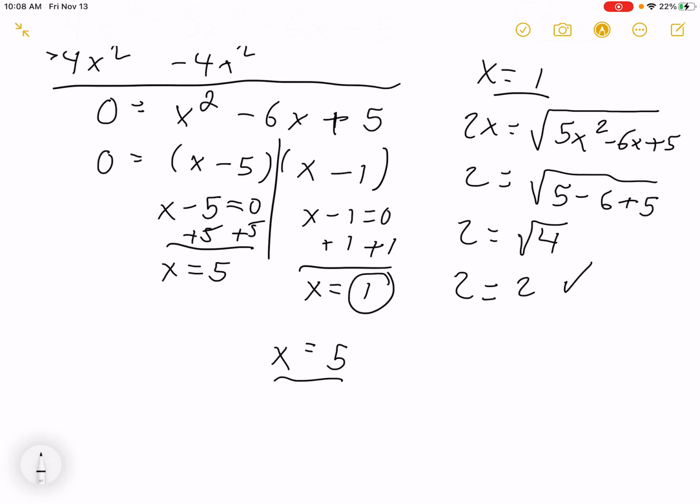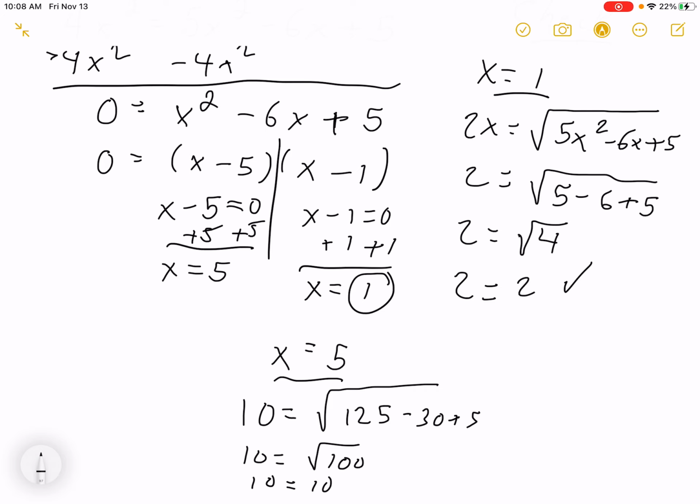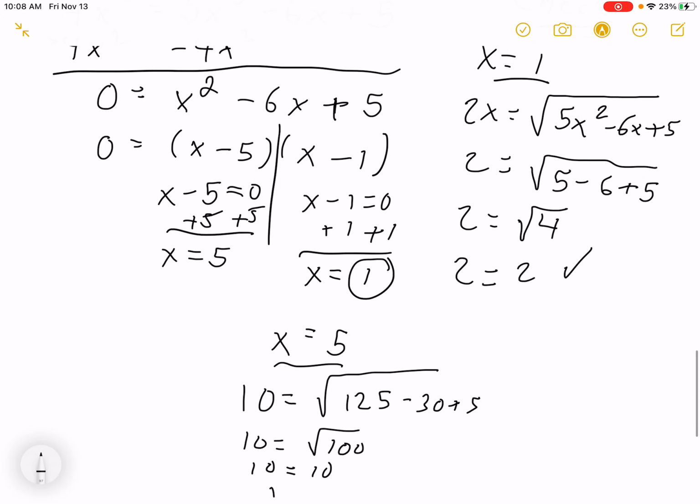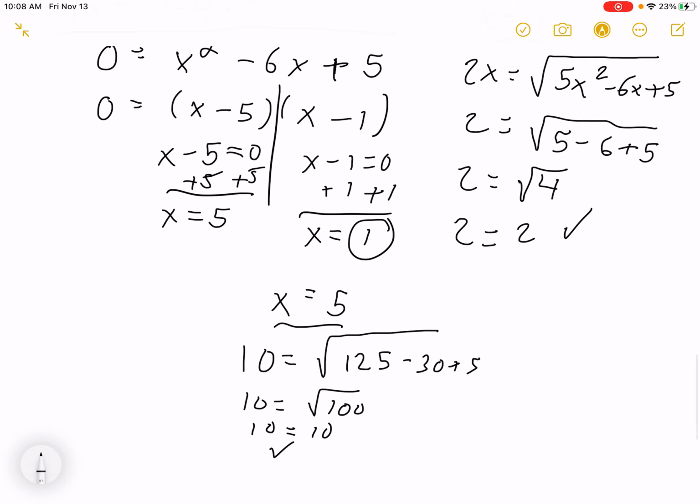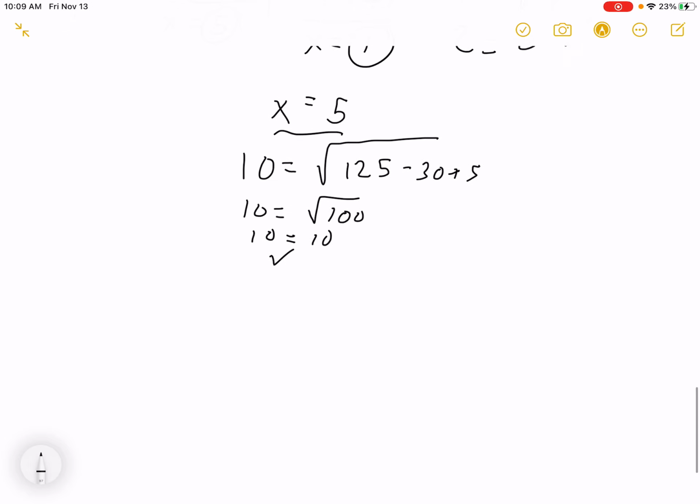So 2x, that's going to be 10, equals square root of 5 times 5 squared, so 5 squared is 25, times 5, 125, minus 30 plus 5. 10 equals, that's going to be the square root of 100. So 10 is 10, 10 is equal to 10, and yes, that checks out. So the 5 is not extraneous. Both of them in this case are indeed solutions.